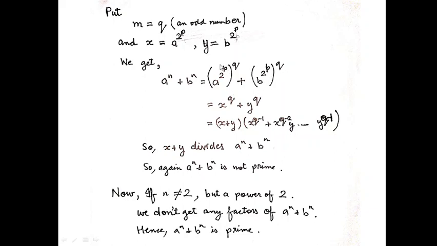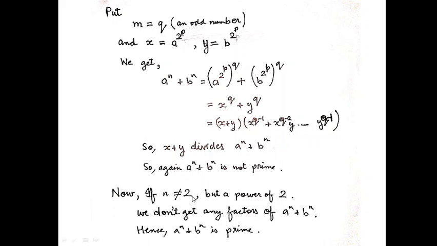Okay, now a power 2 power p is nothing but x, b power 2 power p is nothing but y. So some integer power an odd number plus some integer power the same odd number is always divisible by x plus y. So x plus y divides a power n plus b power n. So a power n plus b power n is not a prime when the power n is of the form 2 power p multiplied by some odd number, or is not a pure power of 2.